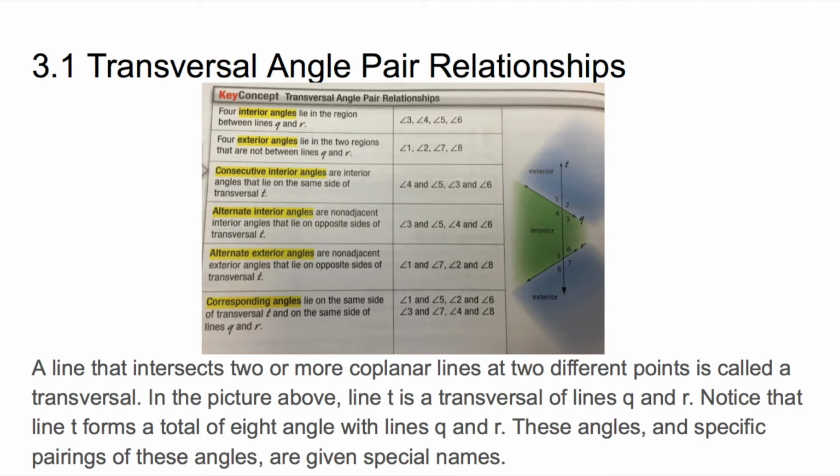Transversal angle pair relationships. A line that intersects two or more coplanar lines at two different points is called a transversal. In the picture above, line T is a transversal of lines Q and R. Notice that line T forms a total of 8 angles with lines Q and R. These angles and specific pairings of these angles are given special names.